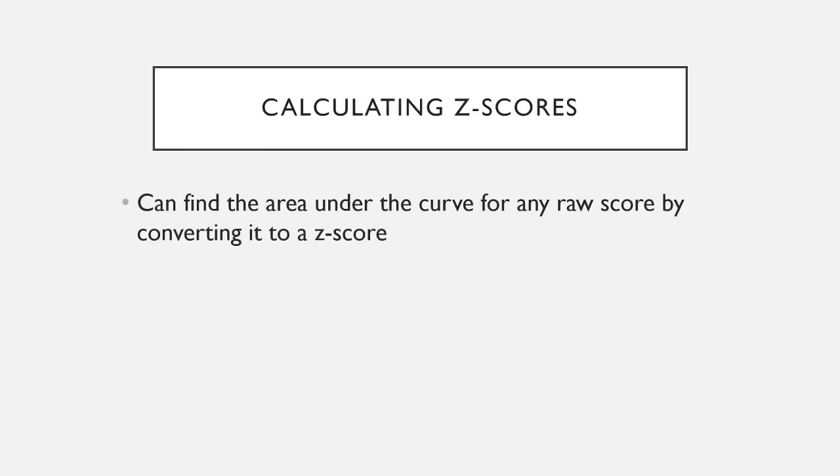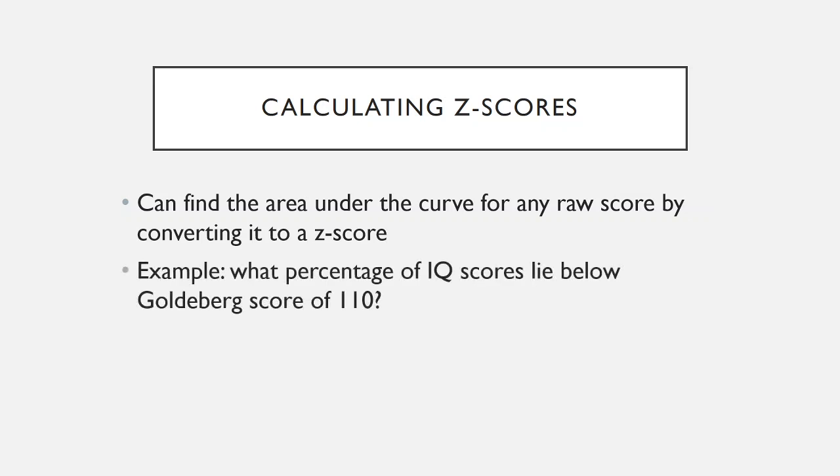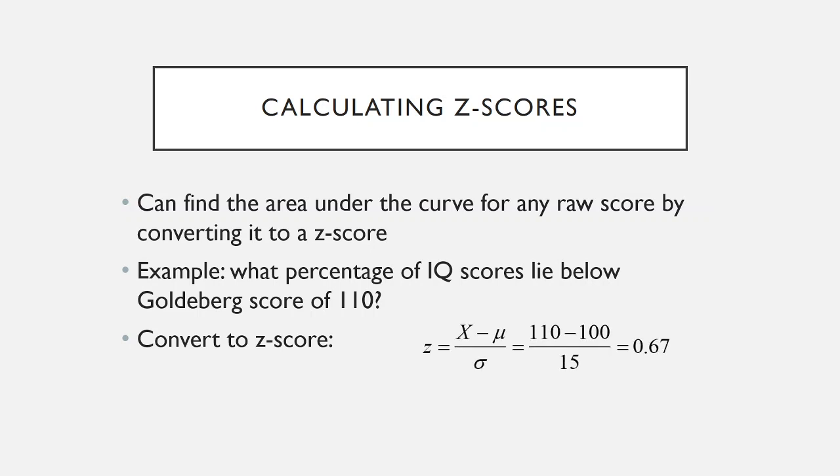Okay, so you can find the area under the curve for any raw score by doing this z-score transformation process. So now let's try it with Goldberg. You first, as usual, are going to convert that raw score into a z-score. Goldberg's z-score for IQ is positive 0.67. You're thinking to yourself, that clean graphic we saw earlier didn't have a percentage in between a z of 0.67 and the mean. That's okay.